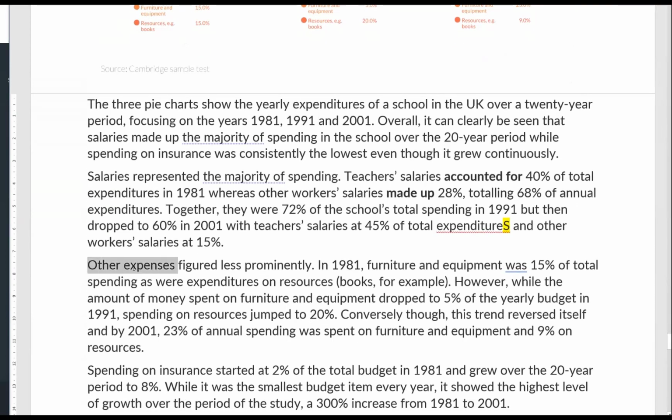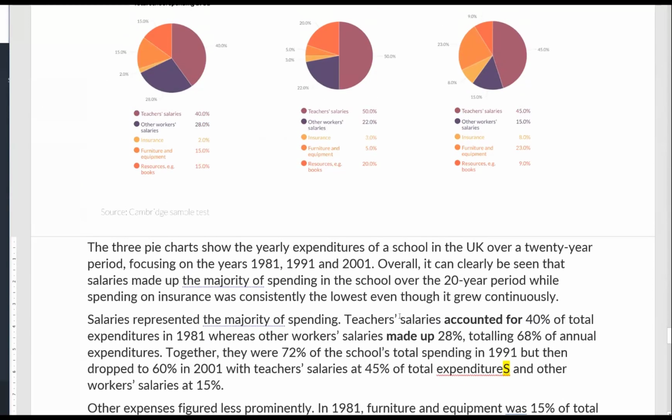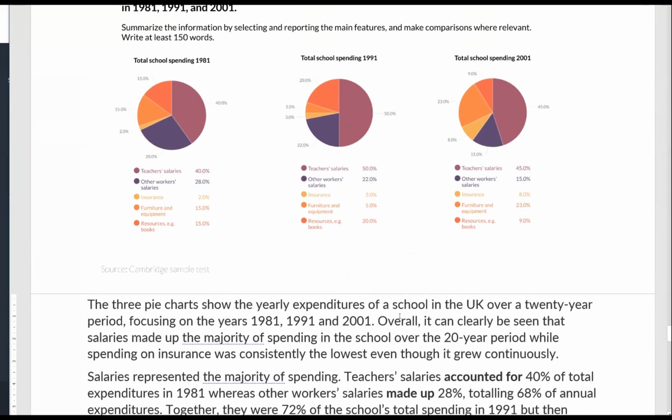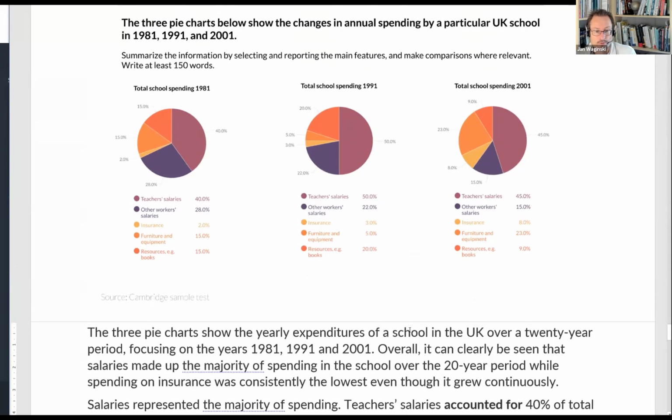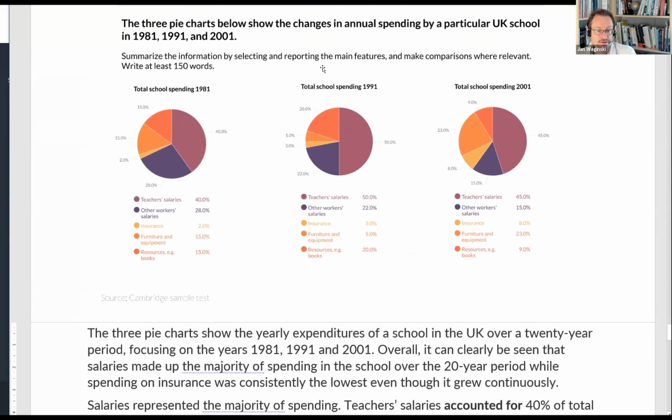So you always start with the more exciting part? I don't know if I would call it the more exciting part, just the thing that stands out the most. I wouldn't say exciting, I'd say most obvious, most prominent feature. Okay. Even in the instructions, it says reporting the main features.